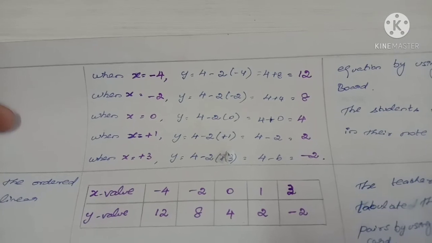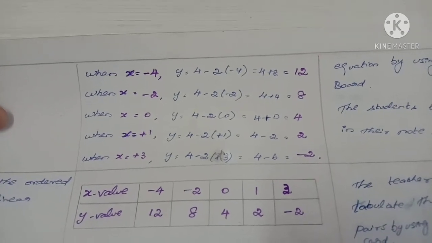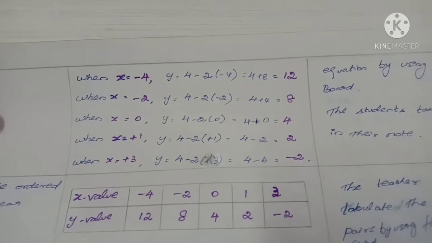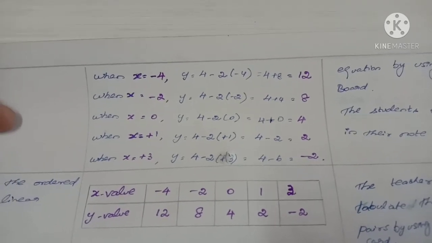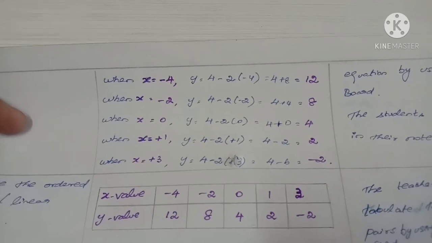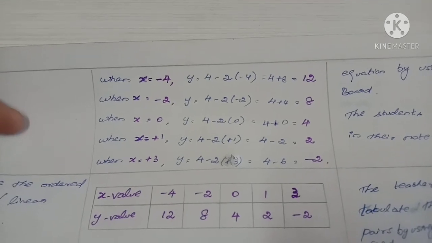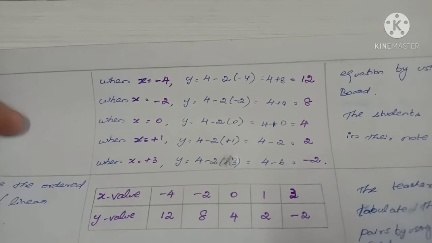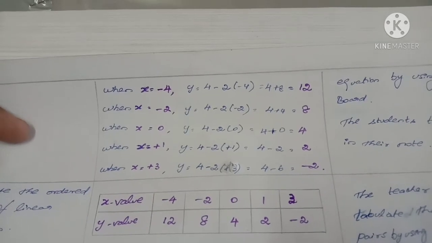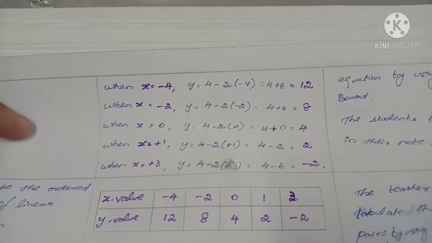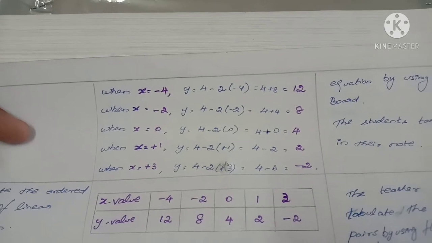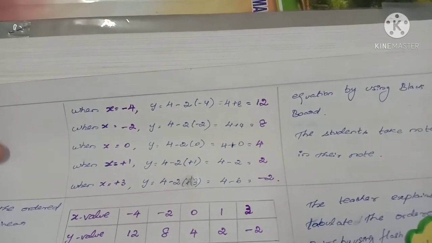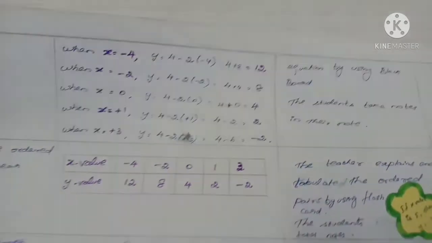When x equal to plus 1, y equal to 4 minus 2 bracket plus 1 equal to 4 minus 2 equal to 2. When x equal to plus 3, y equal to 4 minus 2 into the bracket plus 3 equal to 4 minus 6 equal to minus 2.